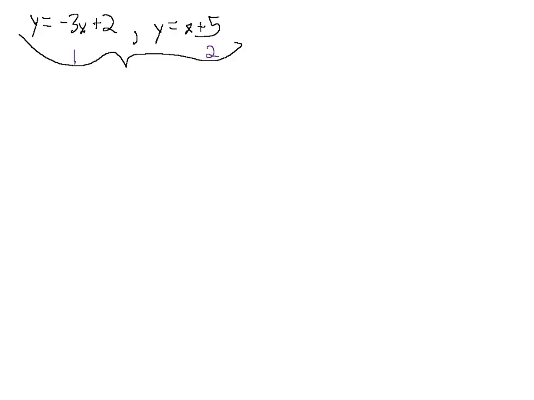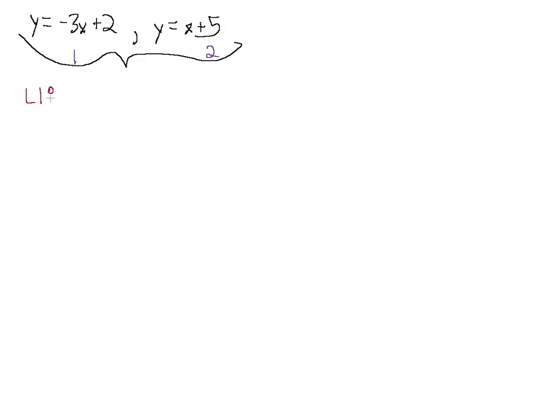Let's take a look at another example. We have the system of equations y equals minus 3x plus 2, and y equals x plus 5. So these are our two equations in our system. This is called line 1. We can call this line 2. And let's go ahead and get a few points for each line so we can graph them and see how they relate to each other.